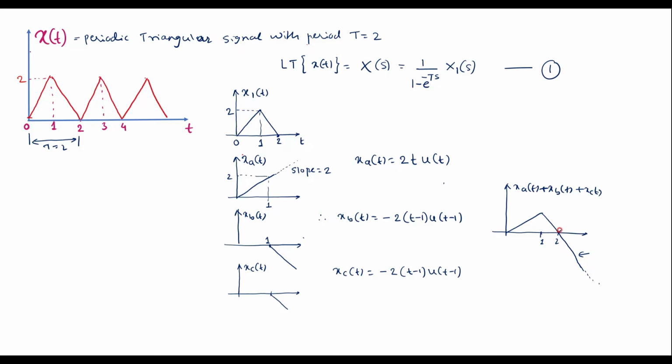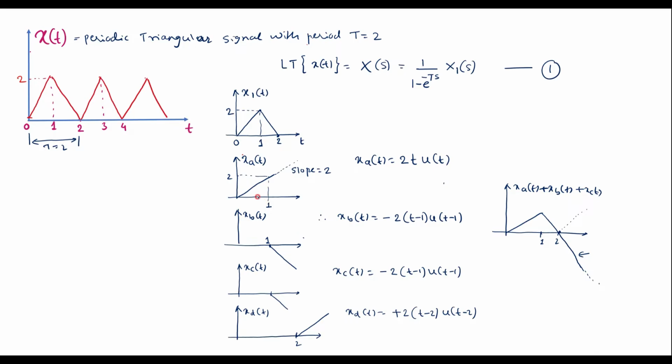To stop this signal at t equal to 2, we are supposed to add one more ramp signal, that is a positive ramp signal at t equal to 2. I will call it xd of t. So the value of xd of t is equal to plus 2, because the slope of this signal is the same, that is 2, which begins at t equal to 2. Therefore, it is t minus 2 u of t minus 2.